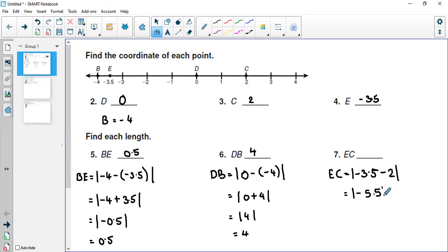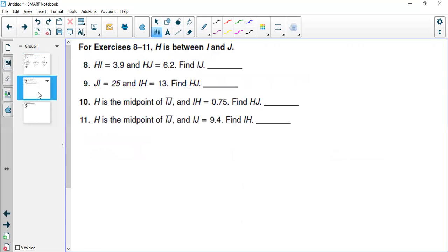Now these are integer rules. If you have two negative numbers, you add the numbers and keep the sign the same. So that will give us 5.5, without the negative, because of the absolute value lines. So the distance between E and C is 5.5. Even if you would have written -2 minus 3.5, your answer is going to be the same, 5.5. Whether you do it like that or like this, the answer is going to be the same. Hopefully these answers are right. So let's move on to the next question.